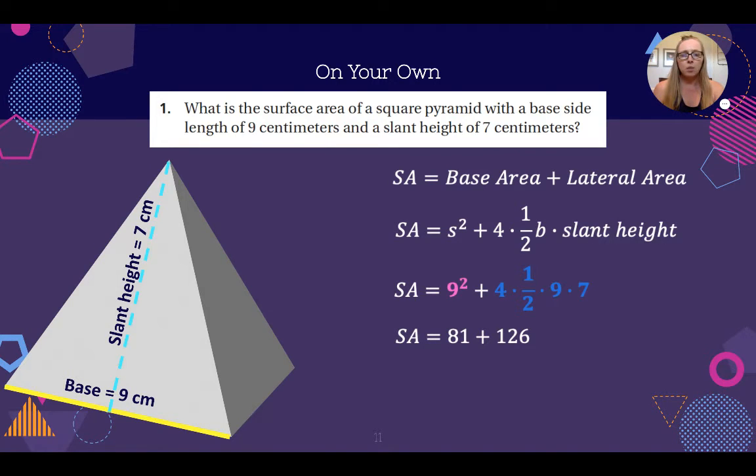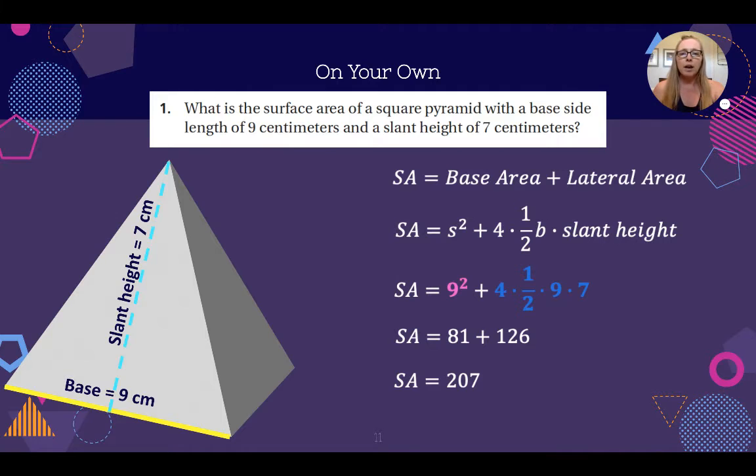9 squared is 81. And you're welcome to just pull out a calculator and figure out what these products are. You can, but some of this you might be able to do mental math quicker than you are able to do those buttons on the calculator. So half of 4 is 2. And then 2 times 9 is 18. And then pull out your calculator, 18 times 7 is 126.